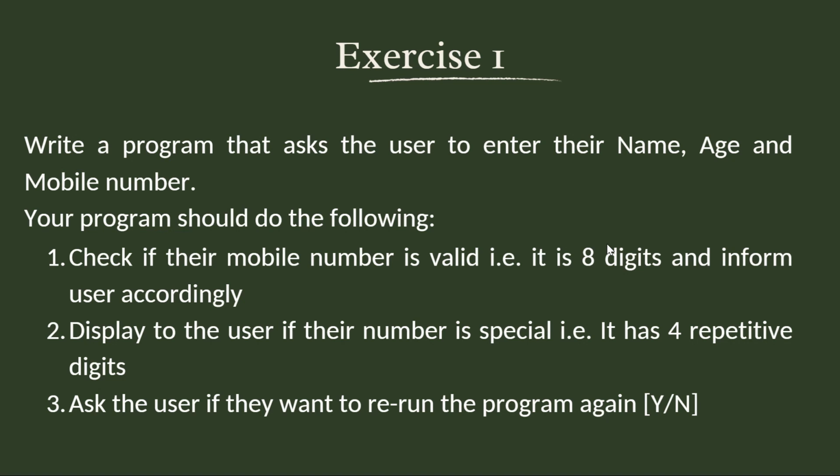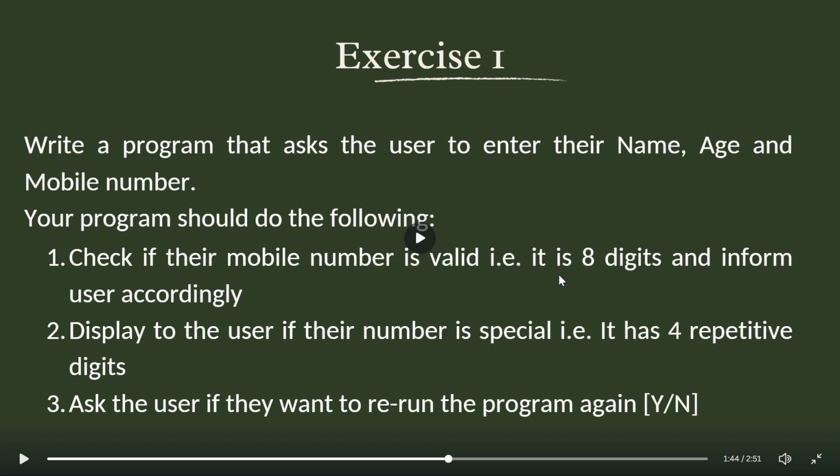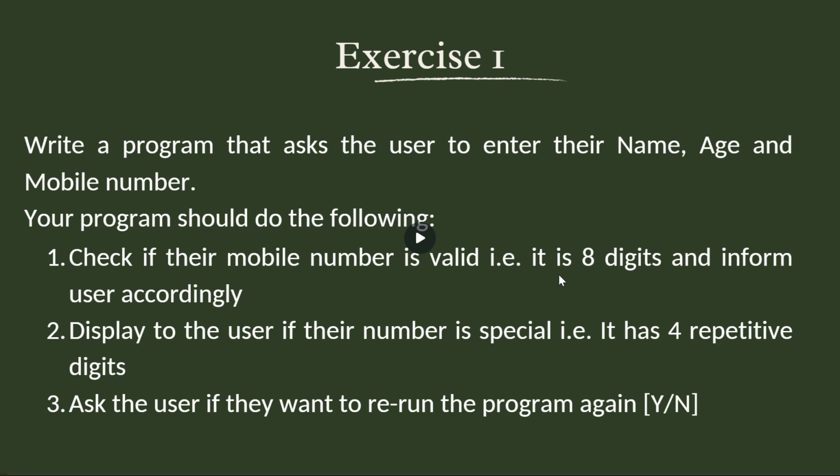So exercise 1 is to write a program that asks the user to enter their name, age, and mobile number. And your program should do the following. 1, you have to check if their mobile number is valid or not. And it's only valid if it's eight digits. So in case it's not valid, which is it's not 8 digits, you have to inform the user to, for example, re-enter a valid number. The program shouldn't run otherwise. We cannot really run the program with an invalid mobile number.